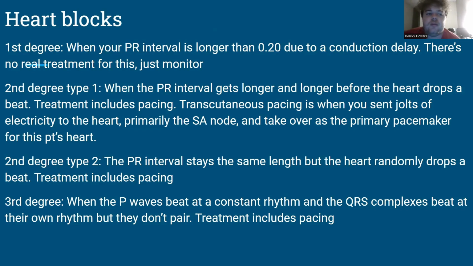First degree is when your PR interval is just longer than 0.2. That's it. There's really no treatment for this because people live with this just fine. Just monitor and make sure they don't go into a worse heart block.